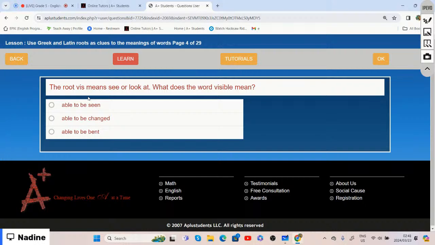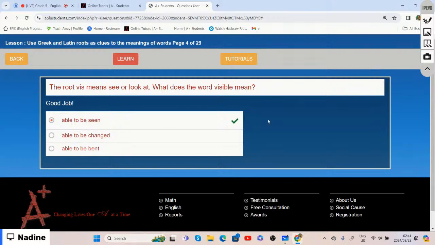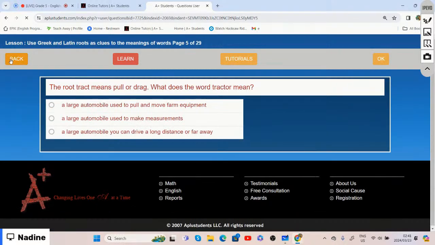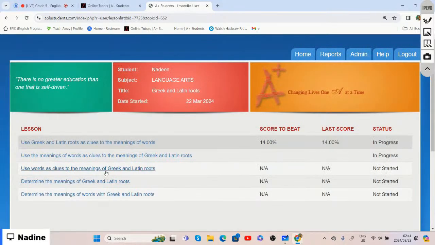All right. So that means visible, right? It means that we are able to see, able to be seen, because our root vis means to see. So well done. That is correct.